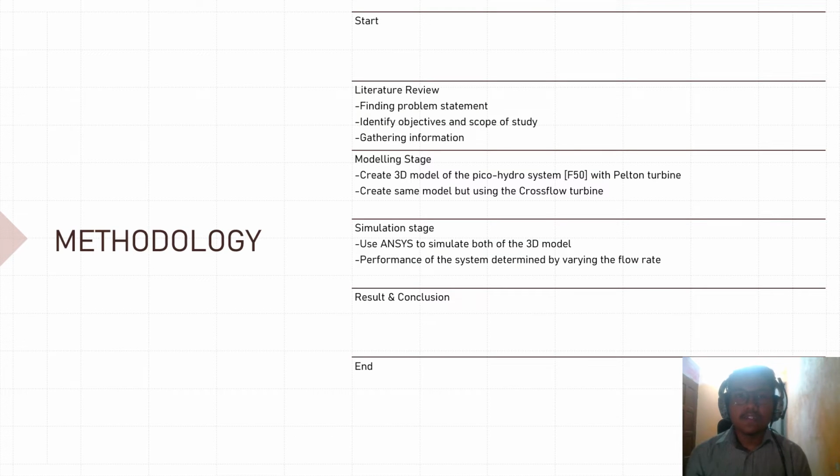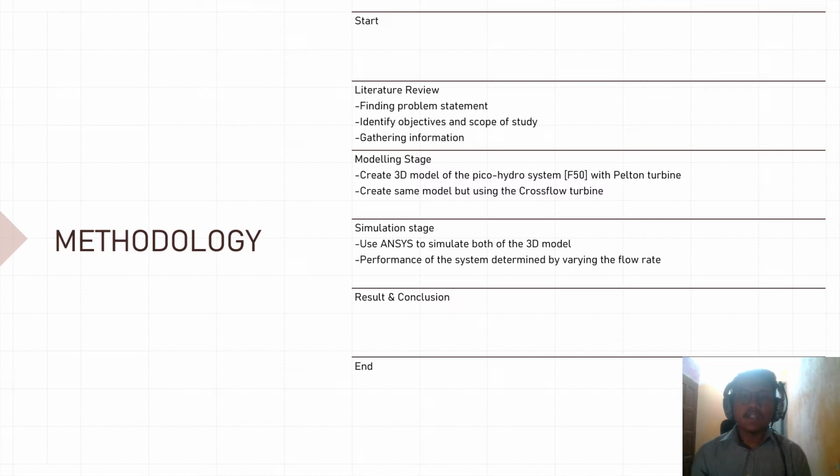The process of the study starts with the literature review. In the literature review, we found the issues that are related to the Pico-Hydro system. Then we can determine the objective and the scope of the study. With the objective determined, we can gather the information that helps us improve the Pico-Hydro system, which is the Pelton turbine.